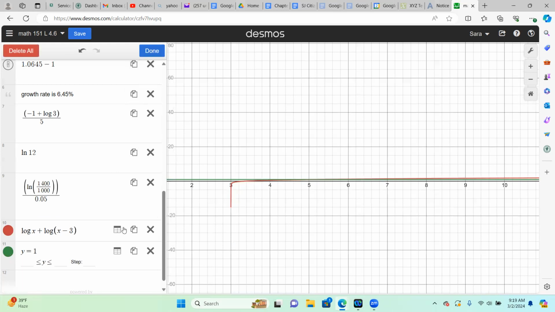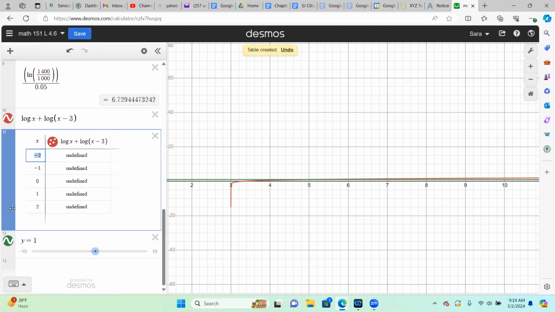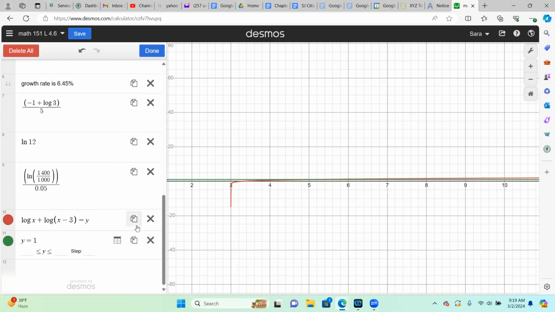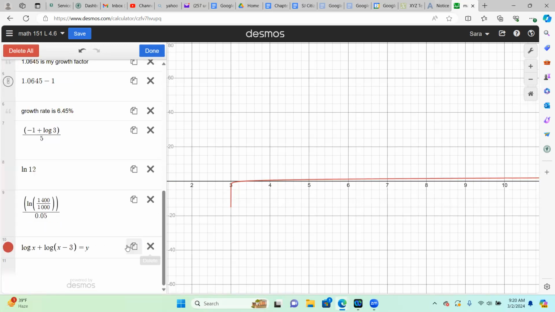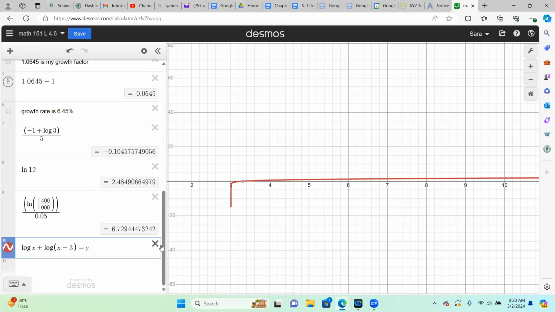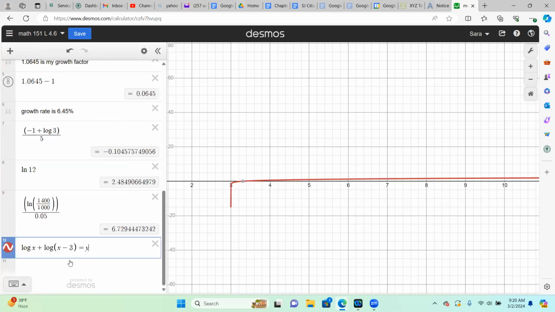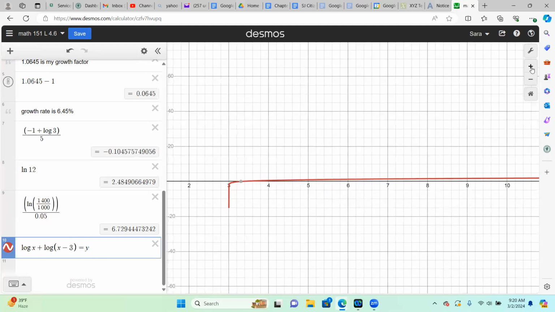So if you go up here and touch the gear and have it make a table, what that does is that allows us to let's set this equal to y up here. Then, okay, then I'm going to go back up here and again have it make a table for this equation. I did not want to do that for some reason. Let's zoom in.